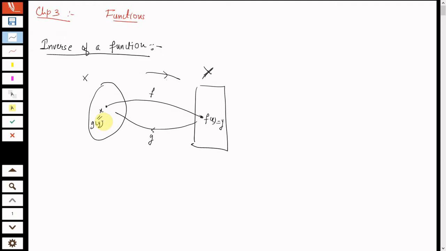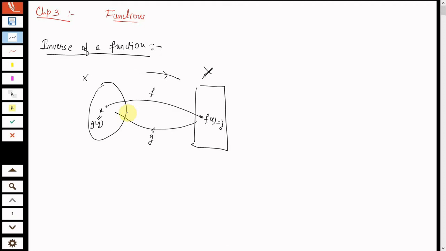So, what do we observe? Whenever f of x is equal to y, that implies that g of y is equal to x, and whenever g of y is equal to x, f of x is equal to y. Whenever this is possible for a function, then we say that the inverse of the function exists and it has this property.